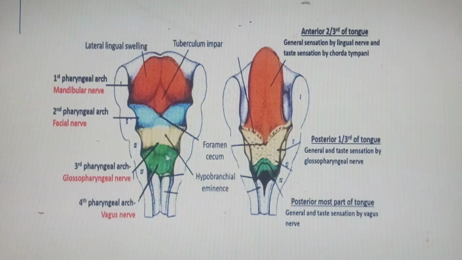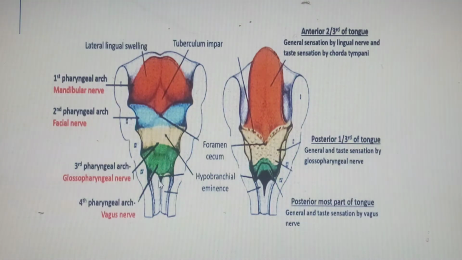Now, in the case of the posterior one third of the tongue, both general and taste sensation, or special sensation, will be coming from the glossopharyngeal nerve. Please get to know that glossopharyngeal nerve, the posterior one third of the tongue. Now, we said that in the hypobranchial eminence we are going to have the cranial portion. The cranial portion is in the third arch, and that is why it's coming from the glossopharyngeal nerve, cranial nerve 9.